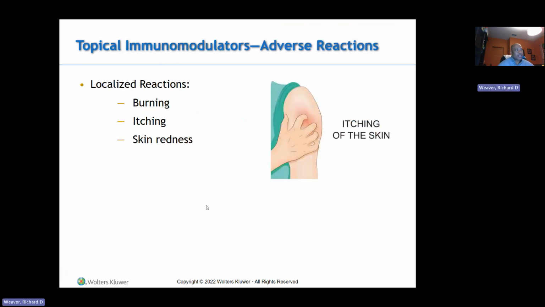Right now, your localized reactions, again, same thing. It doesn't quite change, right? Itching of the skin, burning, redness, and what have you. Some individuals may experience flu-like symptoms. Some clients may also develop photosensitivity of the skin, and so they should stay out of direct sunlight, even when they are not really using this particular product. So you have to educate or advise them to stay out of the sun because of the effect of this medication on the skin.